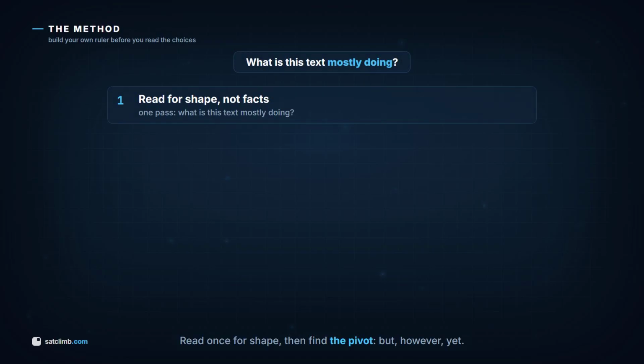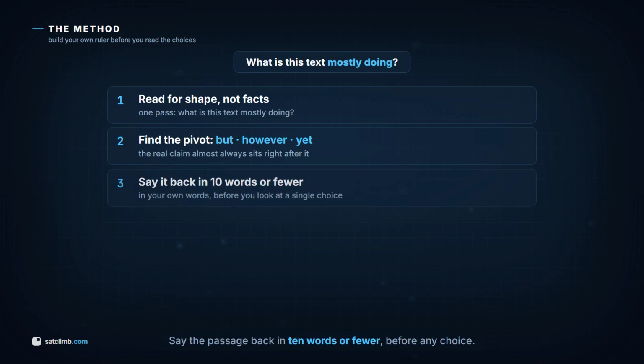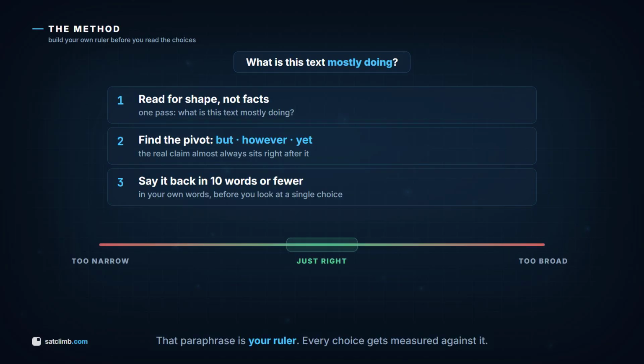Here is the method. Read the passage once for the shape, not the facts. Ask, what is this text mostly doing? Then find the pivot. Words like but, however, and yet almost always sit right before the real claim. Now say the passage back to yourself in 10 words or fewer in your own words before you look at a single choice. That 10-word paraphrase is your ruler. Every choice gets measured against it.